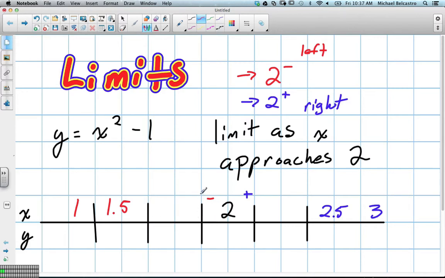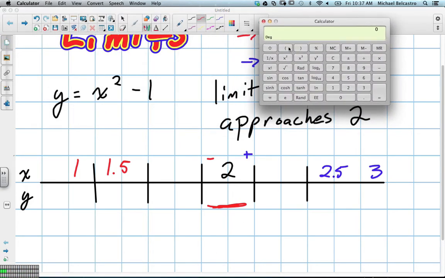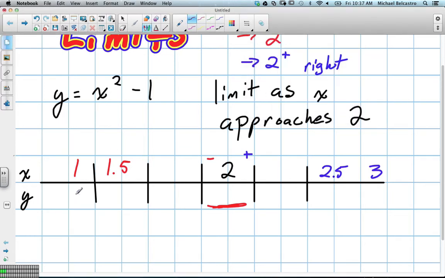So what we're going to do is quickly plug these values in to see what we're approaching as a y value when we get closer and closer to our value of 2. We'll bring up our calculator here. We probably don't need it for the first few. When I plug 1 in for x, 1 squared is 1. 1 minus 1 gives us 0. When we do the same thing for 3, 3 squared is 9 minus 1.